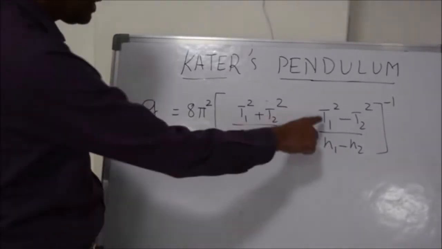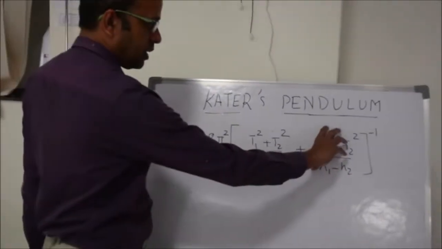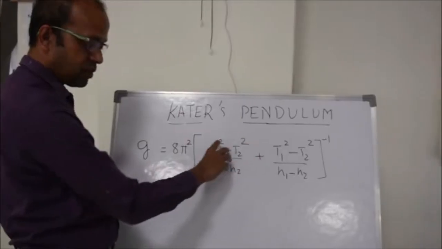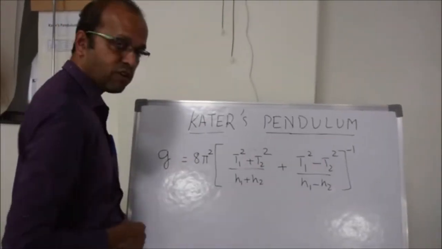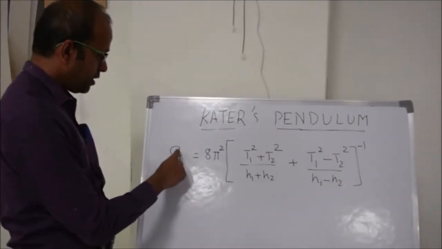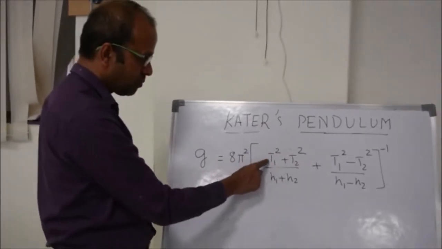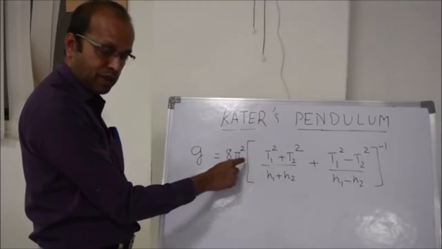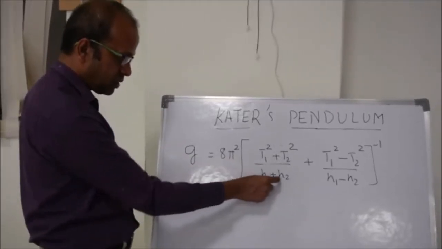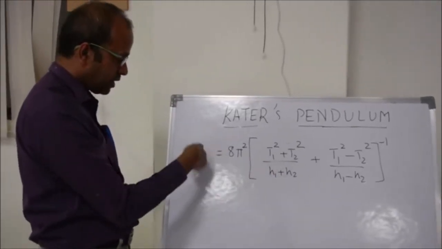If t1 becomes almost equal to t2, then this term is negligible compared to the first term. I can simply put it equal to 0, and then I can go ahead and determine t1 and t2, which are actually the same now. So this will simply become 2t1 squared, and then I know the distance h1 plus h2, so I can determine g.